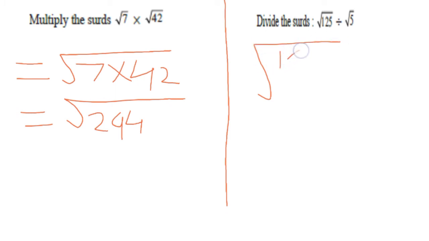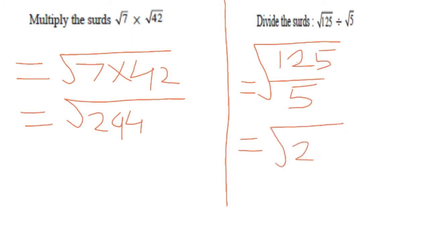Divide the surds. Square root of 125 upon 5. Order of these two surds are also same, is equal to square root of 5 5 is 25 and 25 is the square of 5. That's why answer is 5.